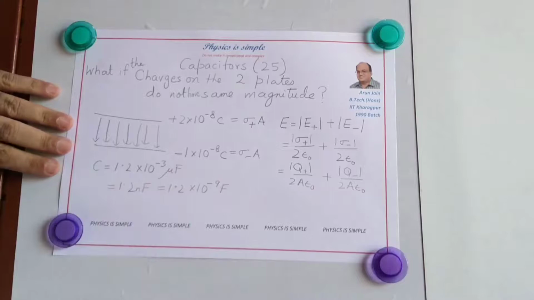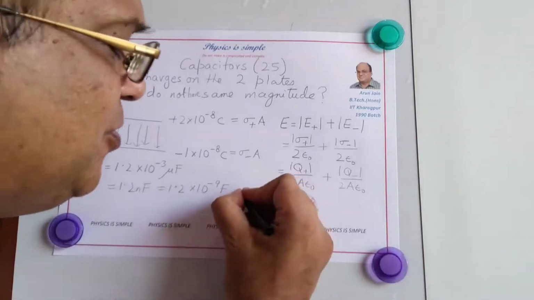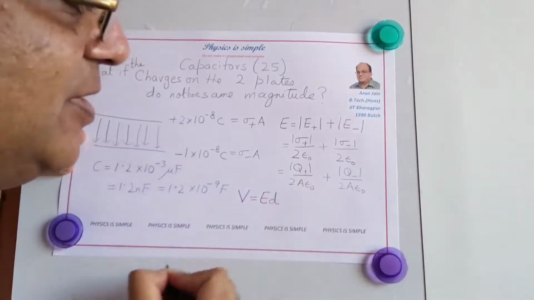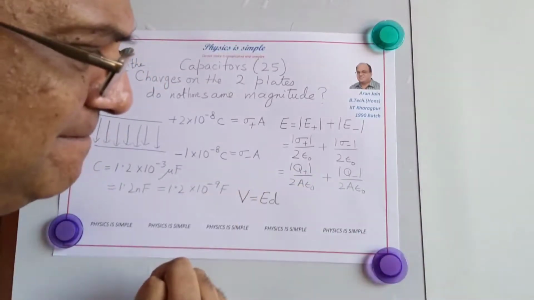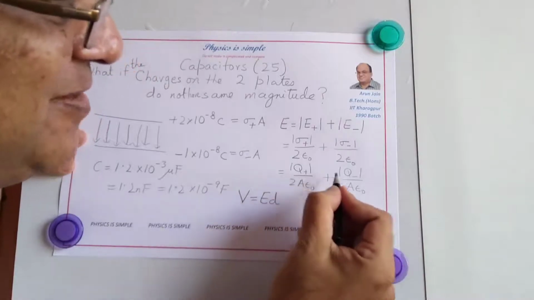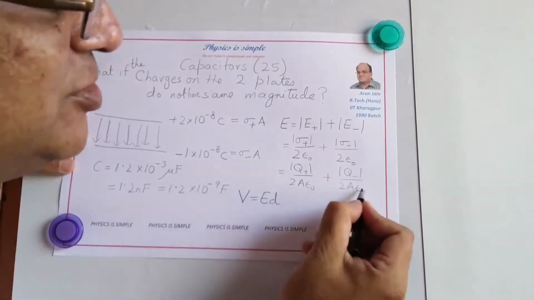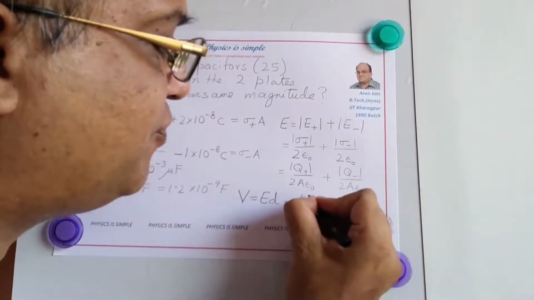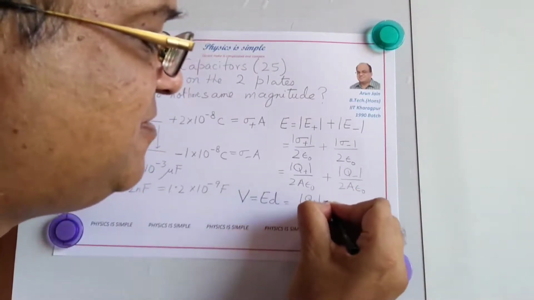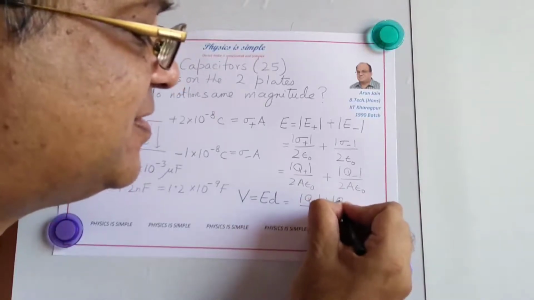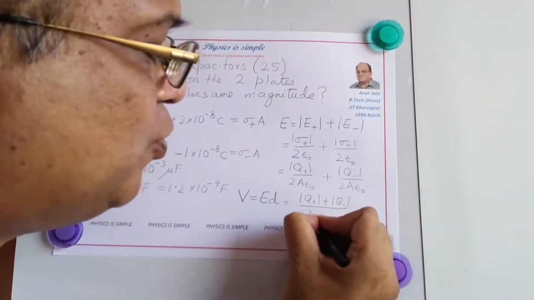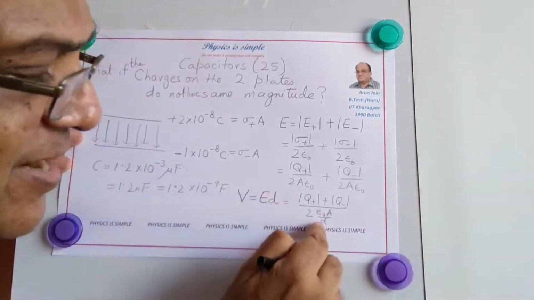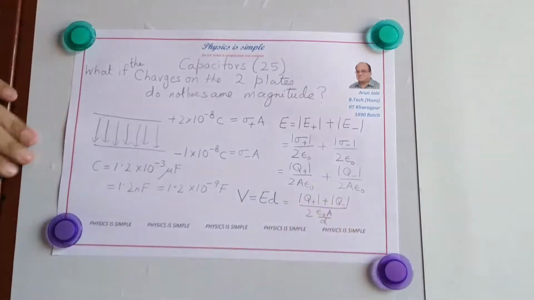We want to find the potential difference between the plates. So potential difference will be given by E into D. If you multiply this by D, we can as well put this D downstairs here. So basically we get the magnitude of Q plus plus the magnitude of Q minus divided by 2 epsilon naught A by D. This D we have taken downstairs here, so that we get capacitance there.